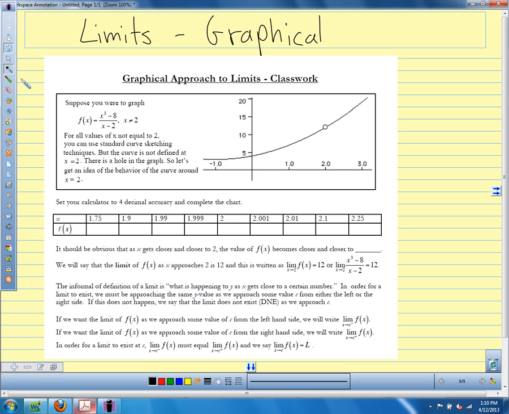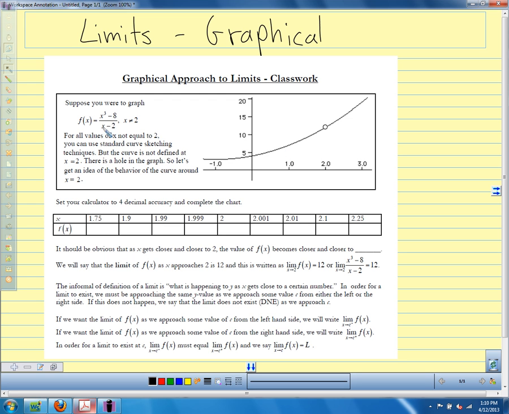So on the first page of your packet, we want to graph this rational function, f of x equals x cubed minus 8 over x minus 2. And we can't let x equal 2 because if we put 2 into the denominator, we get a 0 in the denominator. So we can't have x equals 2 in this rational function. But we want to figure out what happens to our function as x gets close to 2.